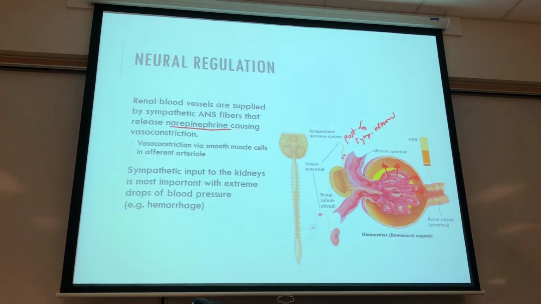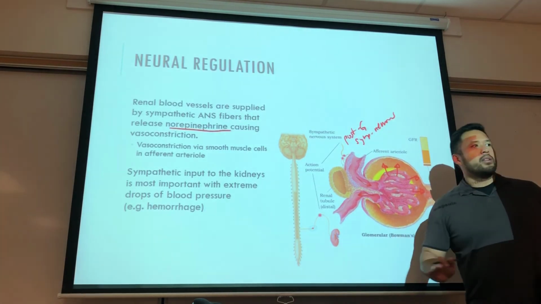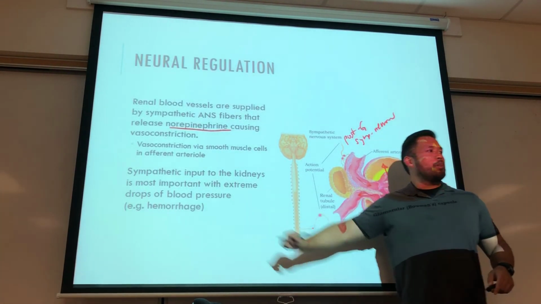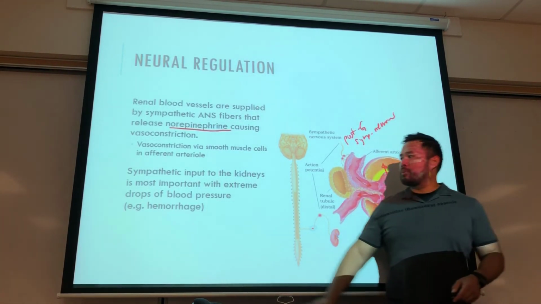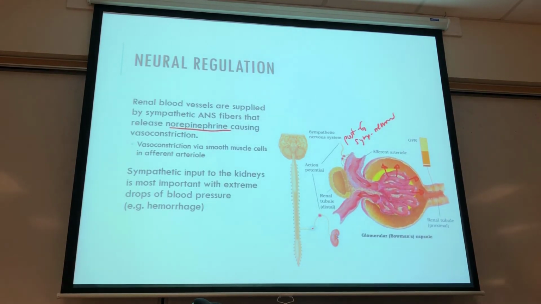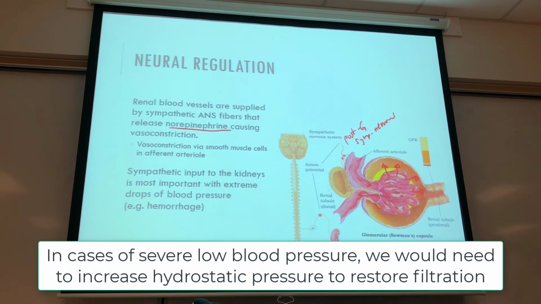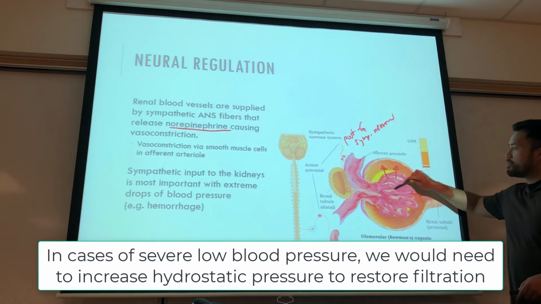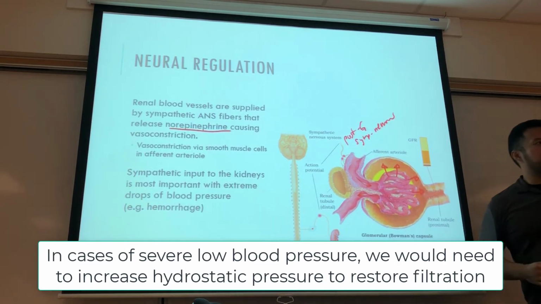So we want to be able to maintain, and the best case example is to look at what happens when we have decreased blood volume or decreased blood pressure. And a good example of that would be hemorrhage, loss of blood, or loss of blood volume. Any drops in blood pressure, we need to increase blood pressure in order to maintain normal kidney function.